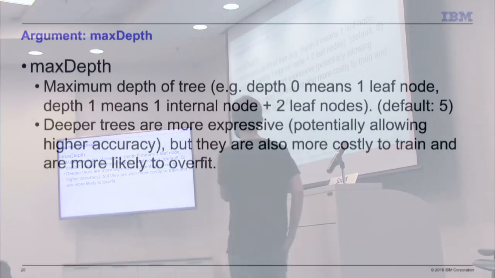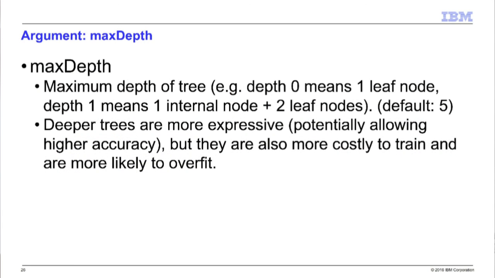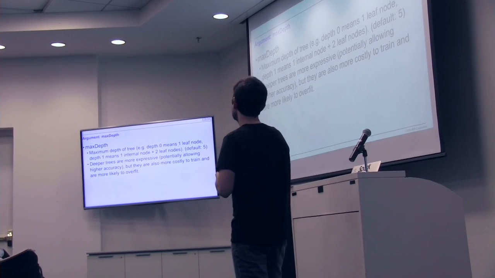Max depth, so this is something that we can control to prevent overfitting. So this is the depth of our tree. The larger the max depth value, the more likely we are to overfit. So this sort of tells you how big your tree is going to be.